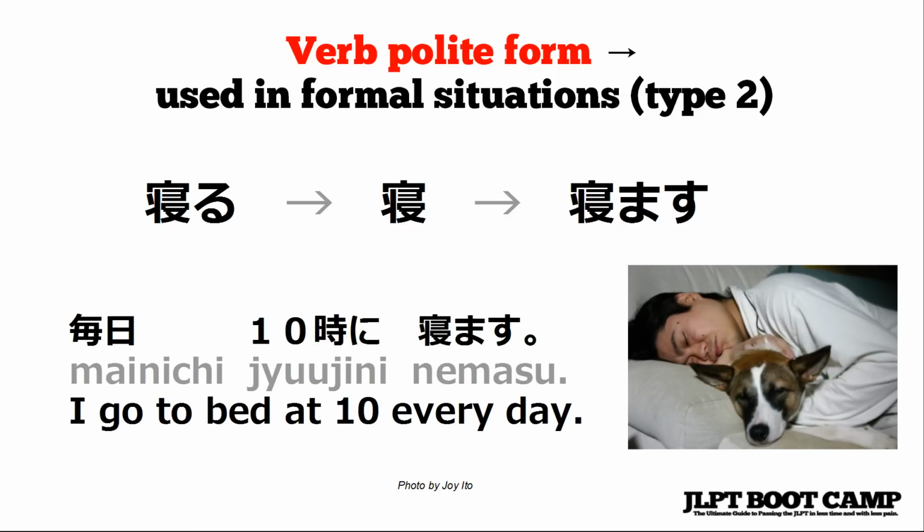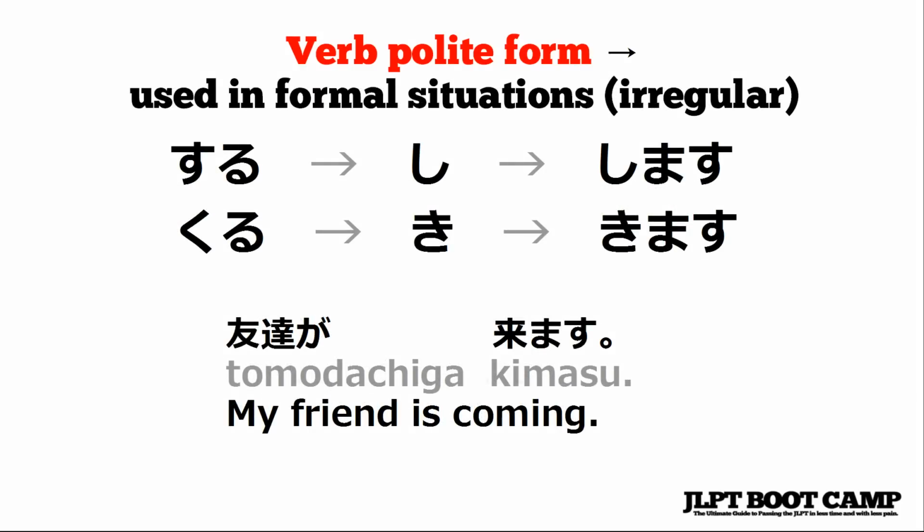And of course, we need to conjugate the irregular forms, suru and kuru. Again, suru becomes shi, and kuru becomes ki. So suru becomes shimasu, kuru becomes kimasu. For example, tomodachi ga kimasu. My friend is coming to the party or coming to meet us here, wherever we happen to be. And that's it. Again, those are the two irregular ones.